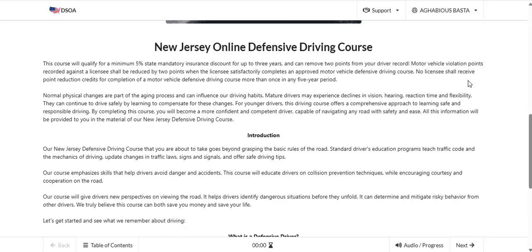No licensee shall receive point reduction credits for completion of a motor vehicle defensive driving course more than once in any 5-year period. Normal physical changes are part of the aging process and can influence our driving habits. Mature drivers may experience declines in vision, hearing, reaction time and flexibility. They can continue to drive safely by learning to compensate for these changes. For younger drivers, this driving course offers a comprehensive approach to learning safe and responsible driving. By completing this course, you will become a more confident and competent driver, capable of navigating any road with safety and ease. All this information will be provided to you in the material of our New Jersey Defensive Driving Course.